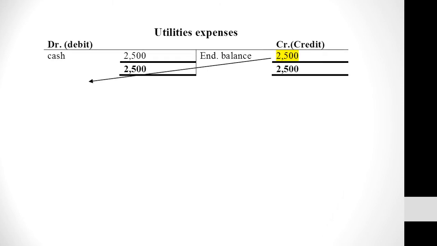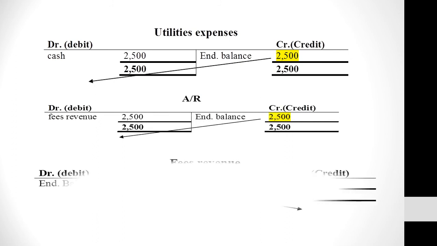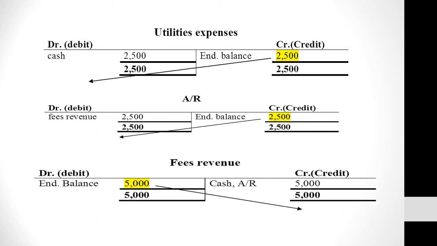The same goes for utilities expenses, accounts receivable, and fees revenues. For those accounts with only one figure, it is very simple. Like utilities expenses, we only have 2,500 in the debit side, and the credit side is empty. So 2,500, I'm going to place it here in the debit and here in the credit. Then we say 2,500 minus 2,500, 0, so no balance here. But 2,500 minus 0 equals 2,500.